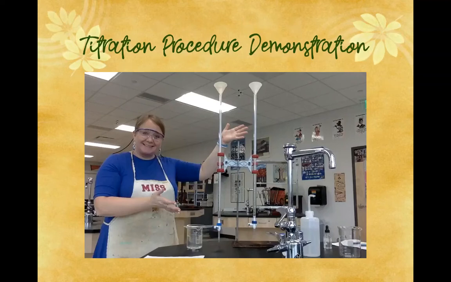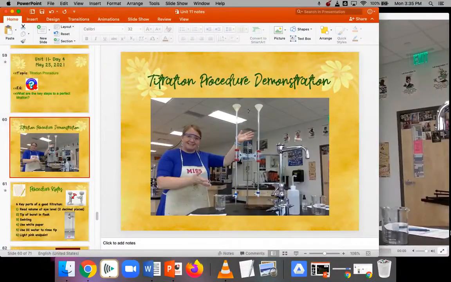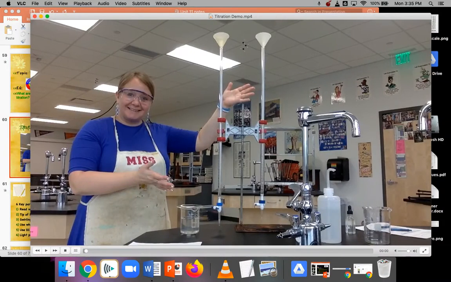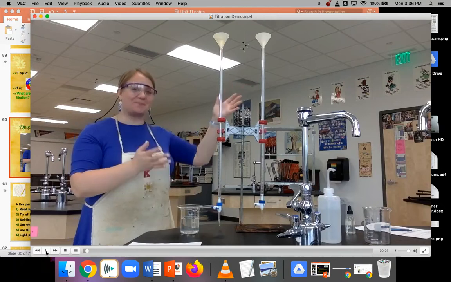So I'm going to exit my PowerPoint and show you a video of a titration setup. You'll see that I've got some beakers. I have a dropper of my indicator. I have two burettes. This is my acid. This is my base. And I've got it on a ring stand. This is a burette clamp, a DI bottle. I've got my data sheet, a waste beaker, and then some white paper to see that light pink endpoint. So let's get started and show what's going on.